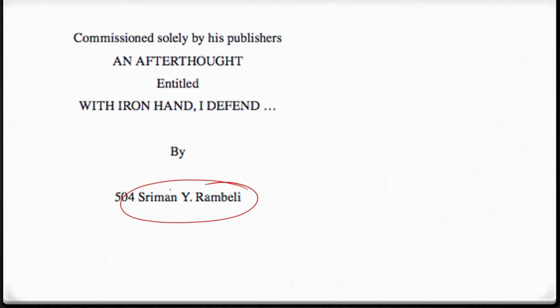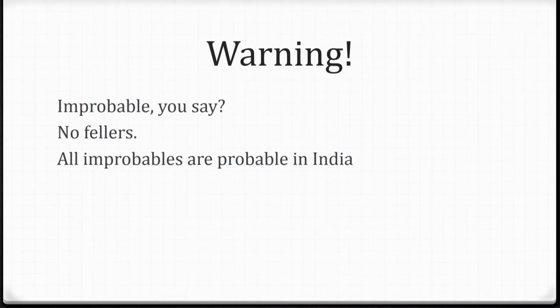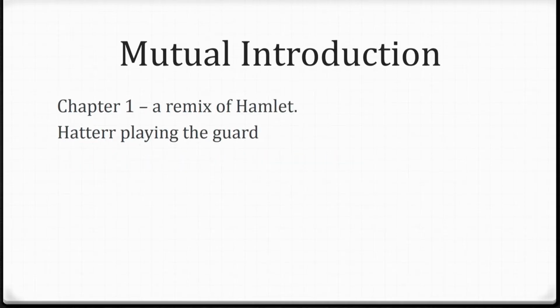So there is a pun with language, there is a playful use of language, there is a deliberate use of a lot of subversive techniques. This is an interesting read right from the beginning. However, the structure is very complicated. It uses a deliberate strategy of teasing the reader from the beginning till the end. And the next section is titled Warning, and it begins with this note: improbable you say. No fellas, all improbables are probable in India. Here we also notice the use of English in a very irreverent way.